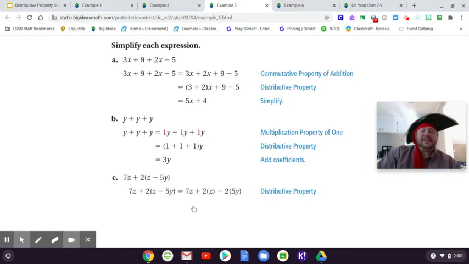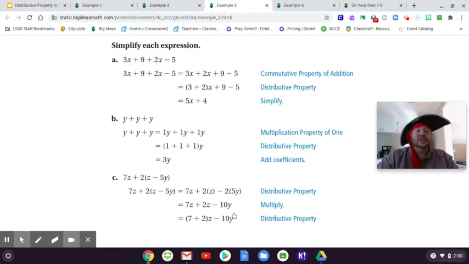All right, so now we have to simplify it further. What is the final simplified form of this? So when you multiply the 2 times z, you get 2z. When you multiply the 2 times 5y, you get 10y being subtracted. And then you can still combine the 7z plus the 2z to give you 9z. It's taking a little while. There we go. 9z minus 10y. That is the final answer.